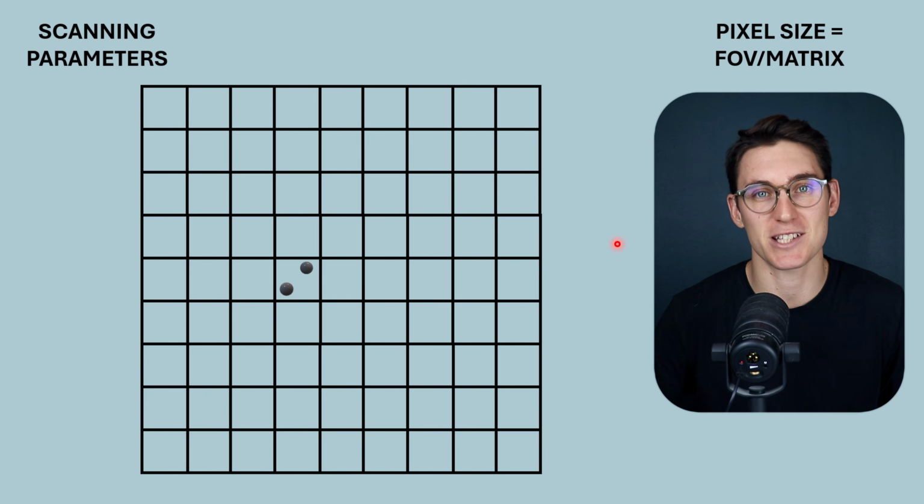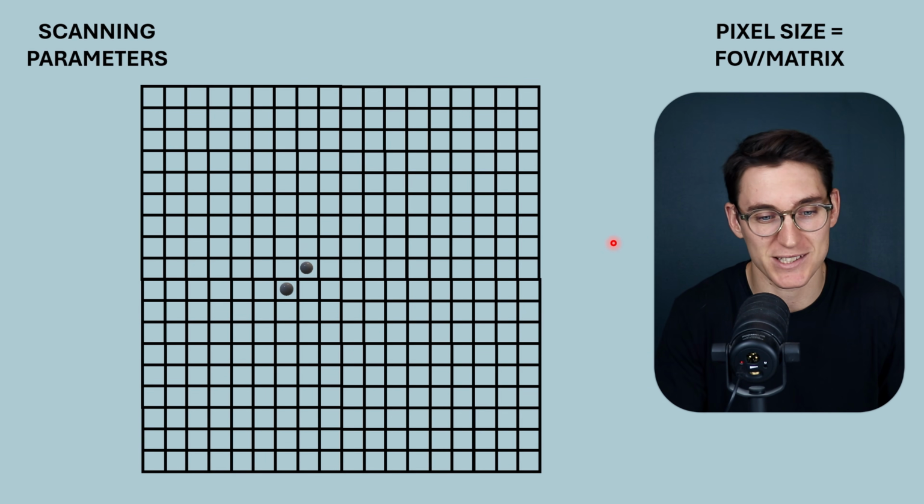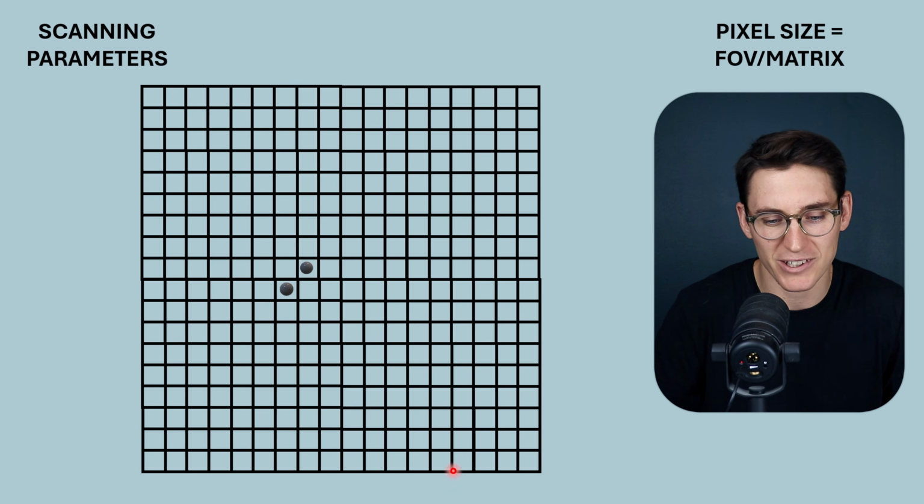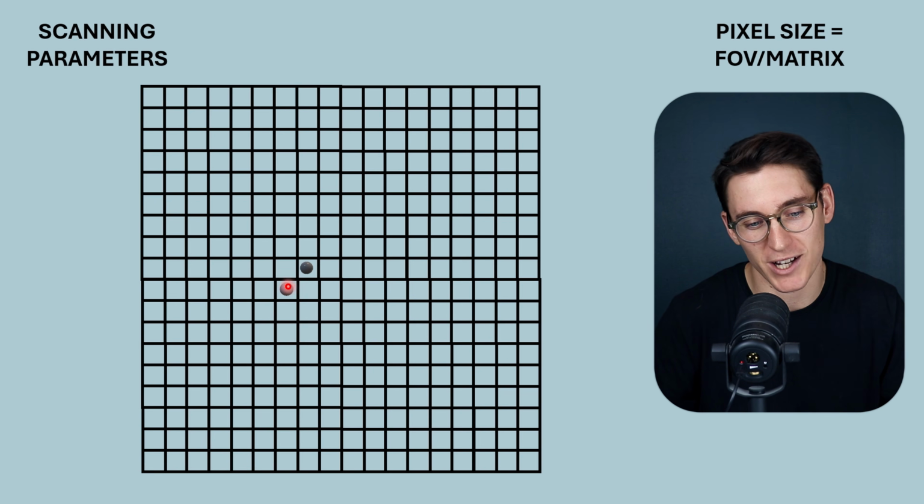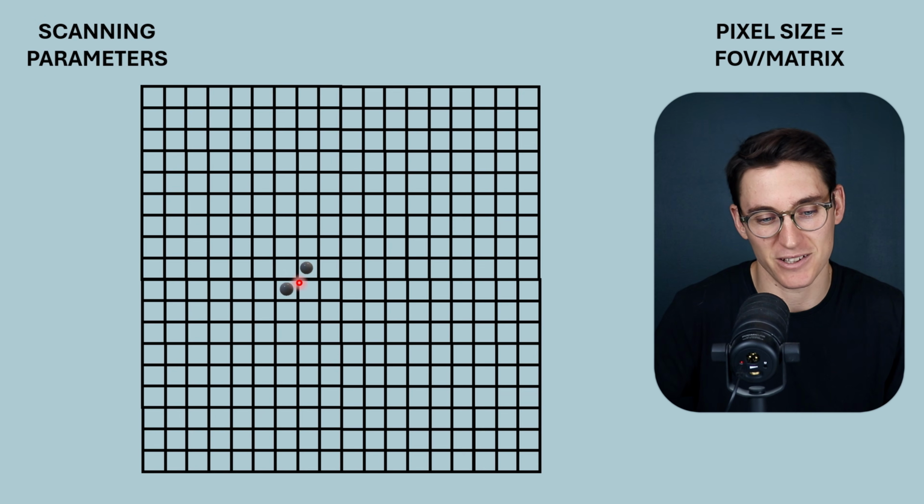If we were to increase the matrix size, we're going to decrease the pixel size. We've now got an 18 by 18 matrix. You can see when we reconstruct this image, we're now going to be able to resolve these two objects from one another. They're going to be distinct from each other. This is a fairly simple concept, but you can see how smaller pixels give us better spatial resolution.